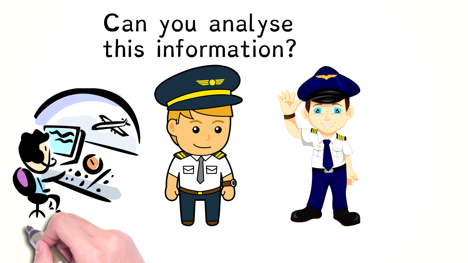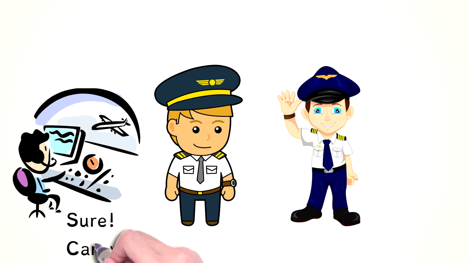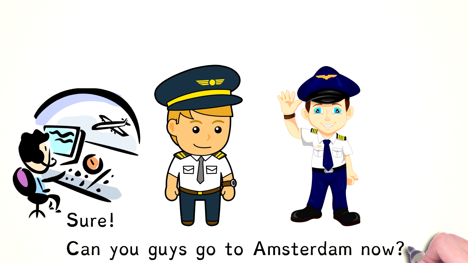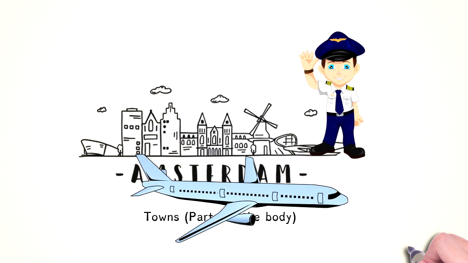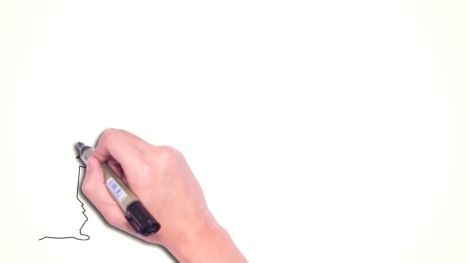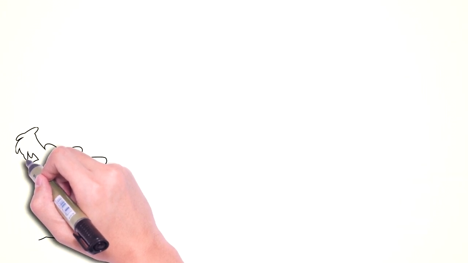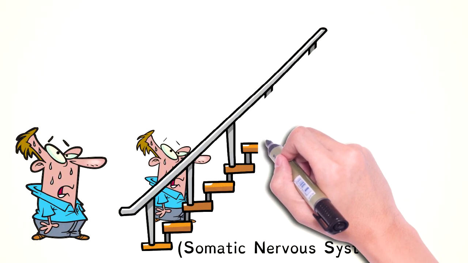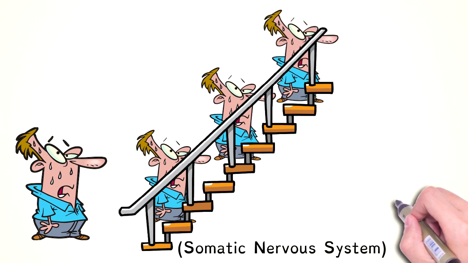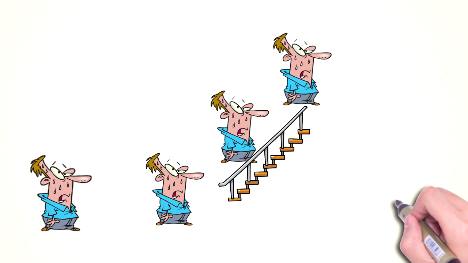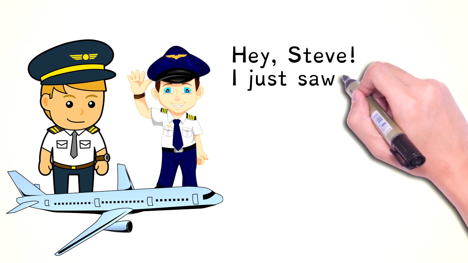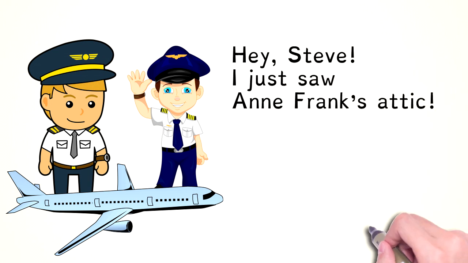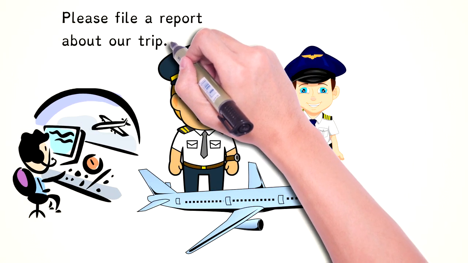One day, the air traffic controller told Steve and Perry to fly to Amsterdam to see the Anne Frank house. After arriving in the town, Perry got off the plane to look at the environment. Across the street, he saw a building with lots of sweaty people climbing up hundreds of stairs. They looked as if they were climbing up towards some sort of attic. This turned out to be where Anne Frank had hidden during the war. Fascinated, Perry went back down to the plane and told Steve what he had discovered. When they returned, Steve told the air traffic controller, who filed a report about their travels.